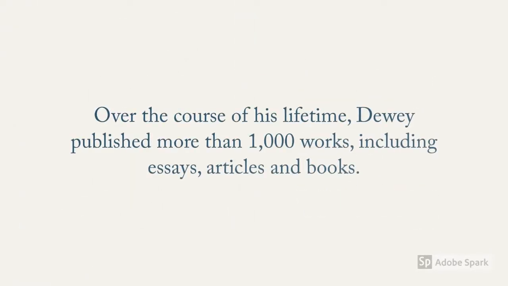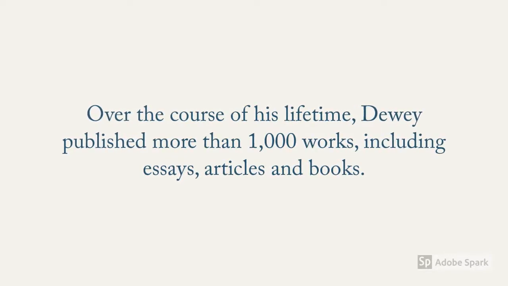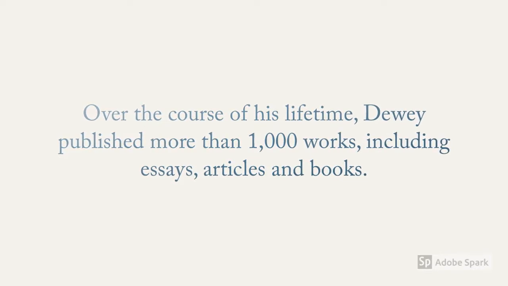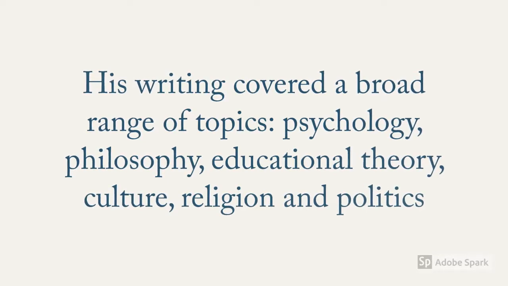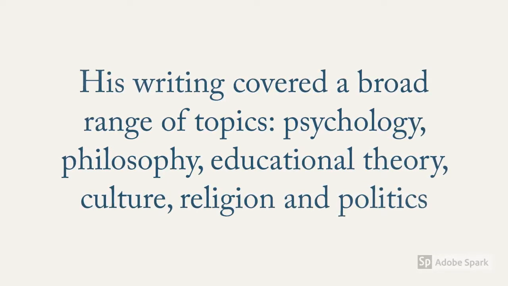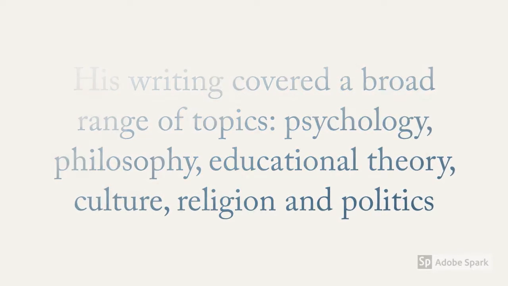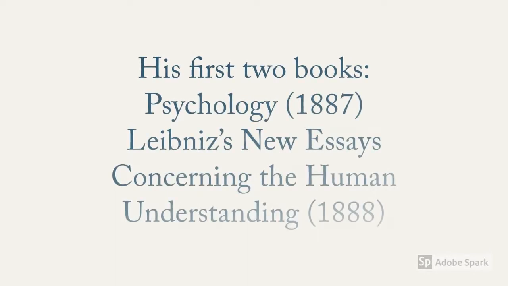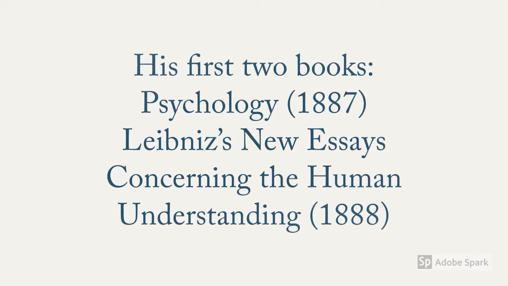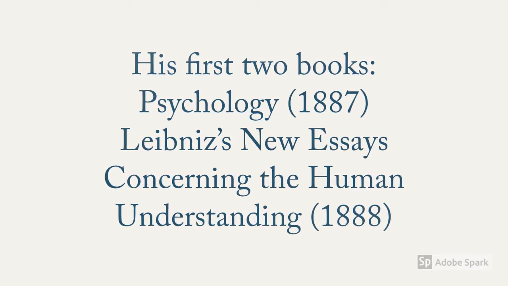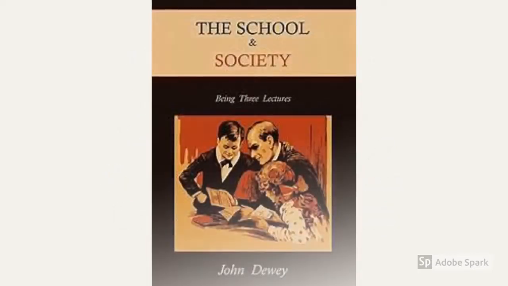Over the course of his lifetime, Dewey published more than 1,000 works, including essays, articles, and books. His writing covered a broad range of topics: psychology, philosophy, educational theory, culture, religion, and politics. His first two books published were Psychology, 1887. His second one was Leibniz's New Essays Concerning the Human Understanding in 1888.